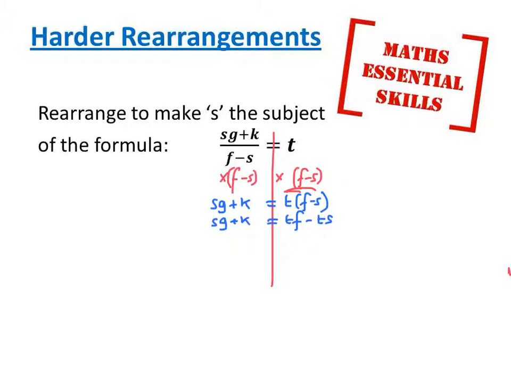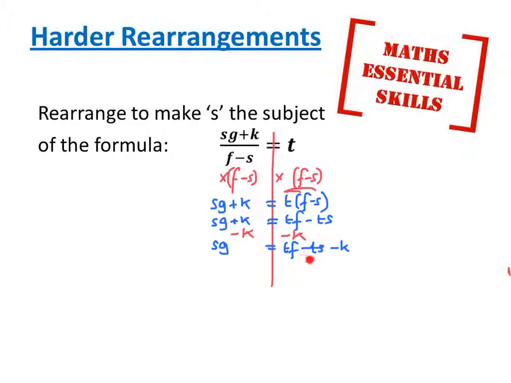Now, because I'm wanting to make S the subject of this formula, I need to get anything with an S onto one side. So at this point I'm going to remove this positive K from the left by taking the K, but I need to do it on both sides. This leaves me with SG equals TF minus TS minus K.